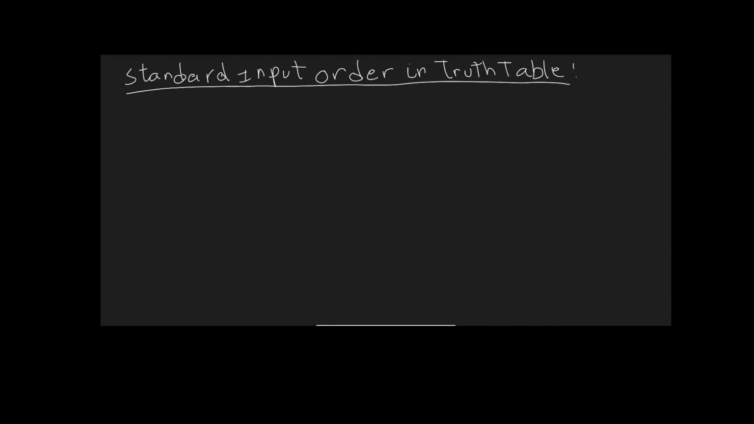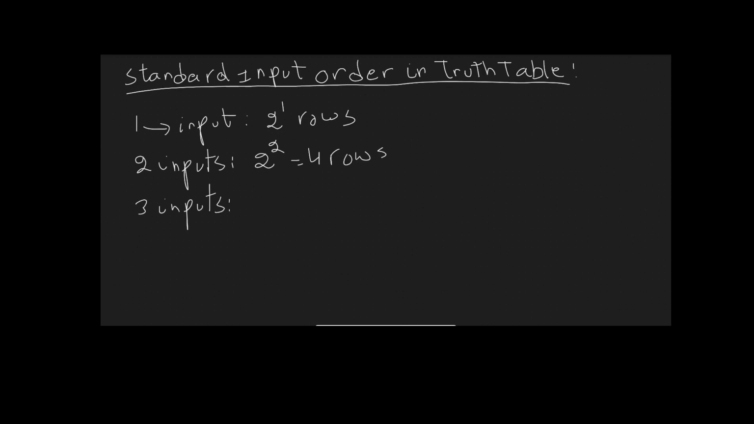In this video, I'll go over the standard input order and truth table. We previously mentioned that if we have one input, then we will have 2 to the power 1 rows. For two inputs, we'll have 2 to the power 2, so we'll end up with 4 rows. For three inputs, it's 2 to the power 3, so we will have 8 rows, and so forth. So the formula is 2 to the power n, with n being the number of inputs.